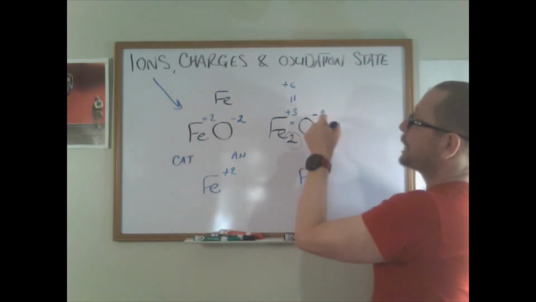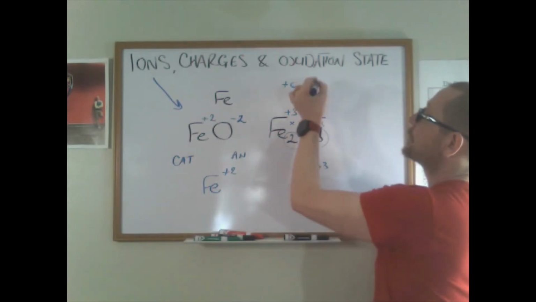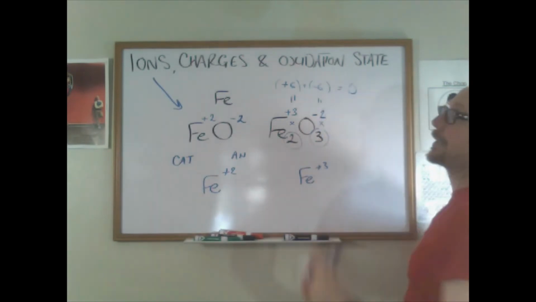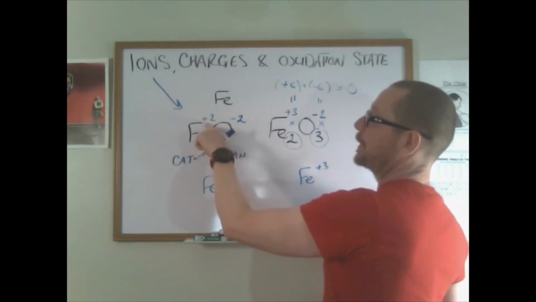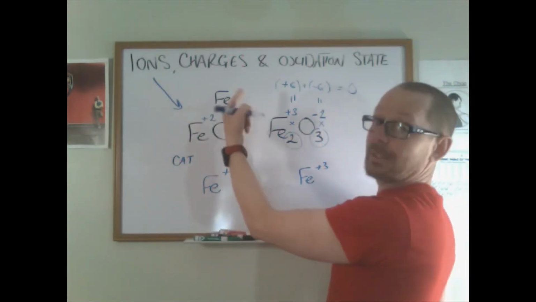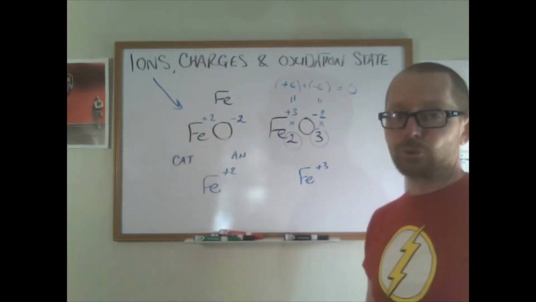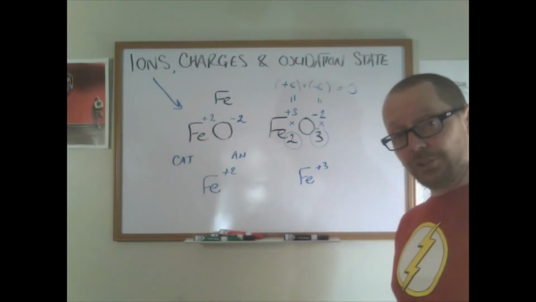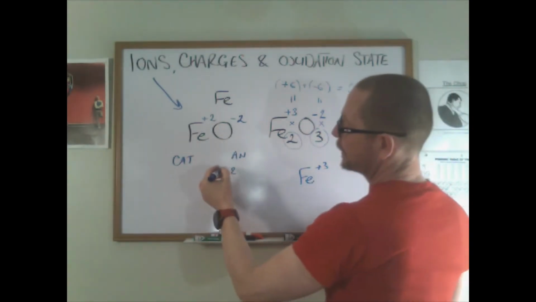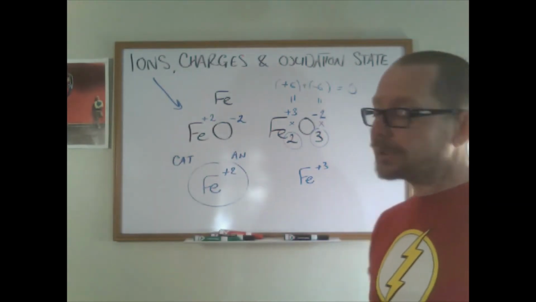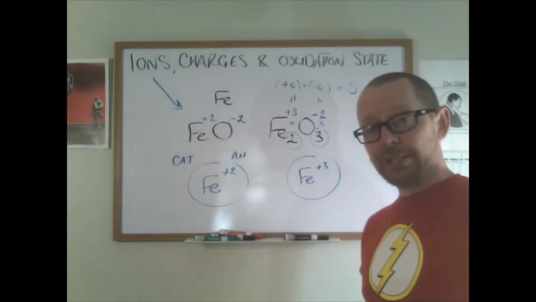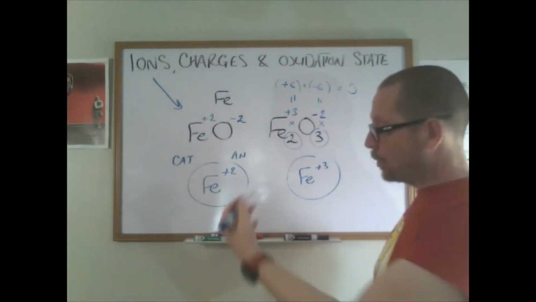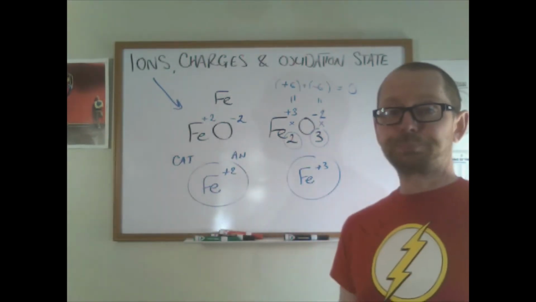3 multiplied by -2 equals -6. Add them together, I get a neutral compound. 1 times +2, +2, 1 times -2, -2, add them together, neutral compound. So I've got 2 different oxidation states for iron. Iron can take a +2 commonly, or a +3 commonly. And this is what we refer to in compounds as an iron 2 compound or an iron 3 compound.